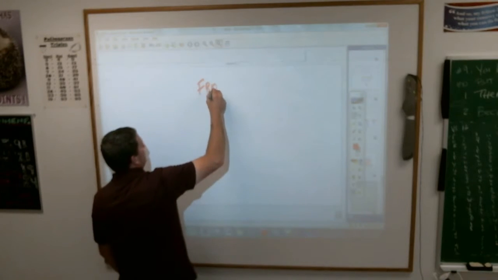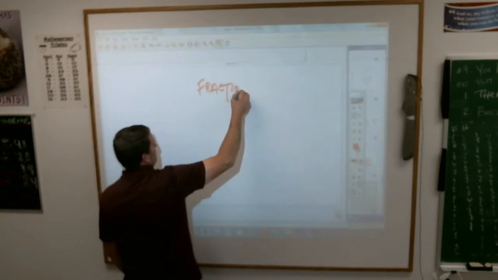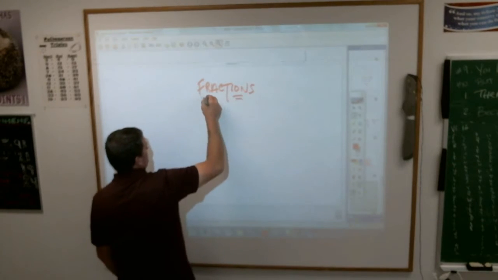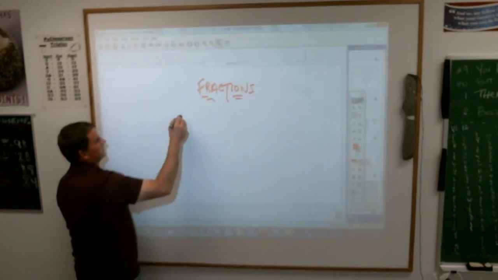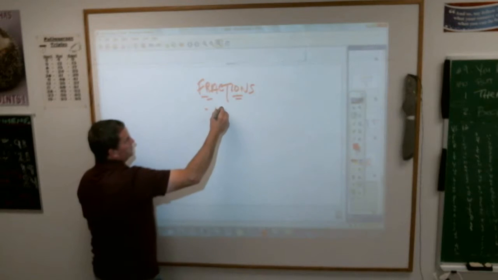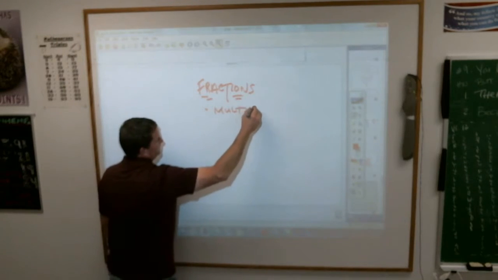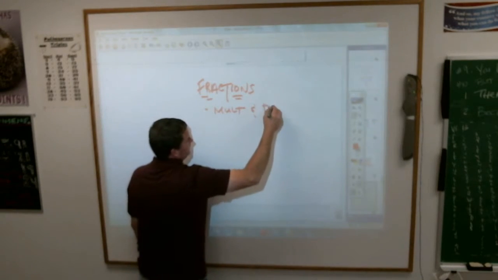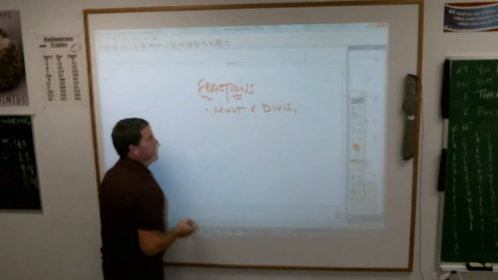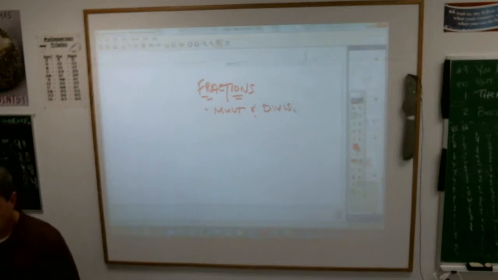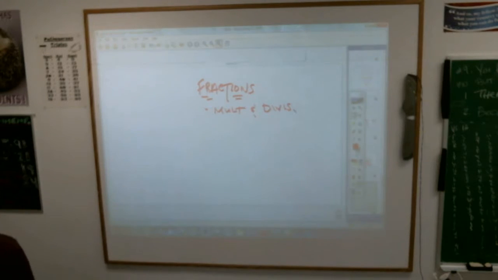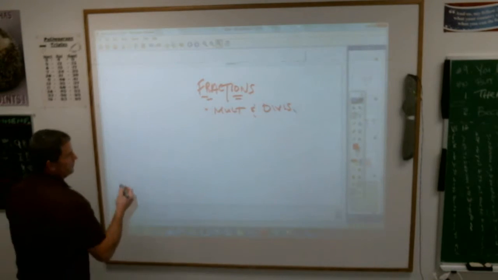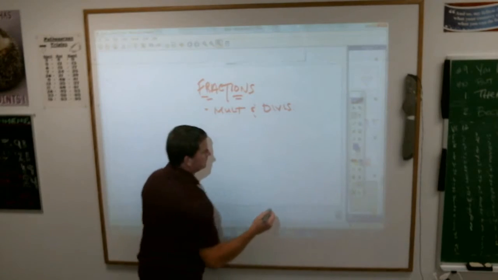Stuff with fractions. Under fractions, today's little subheading: multiplication and division. If you can do one, you can do the other, but let's talk about this. What happens when you multiply fractions together?